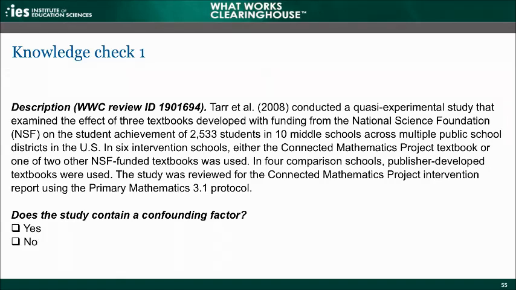The study was reviewed for the Connected Mathematics Project intervention report using the Primary Math 3.1 protocol. So the question is, do you think the study contains a confound? And as you think about this, I'd like to acknowledge the comments in the chat box.